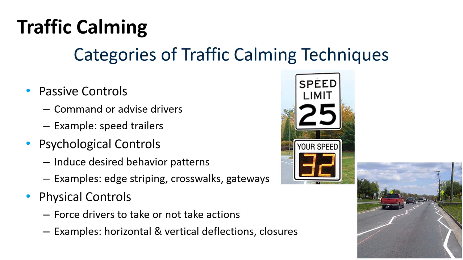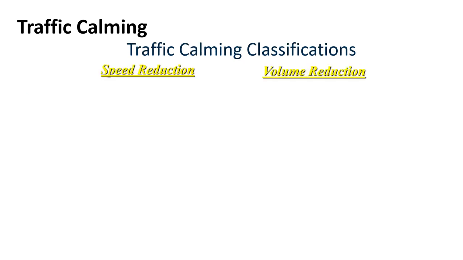And then finally, we have physical controls, which is we actually rebuild the road to make sure you can't speed, or if you do, you're going to hurt your car or yourself in the car. That's a physical control. We'll go through each one of those things. I think psychological and physical we'll do next time. Today we're going to finish out with the passive controls, which is advising people.